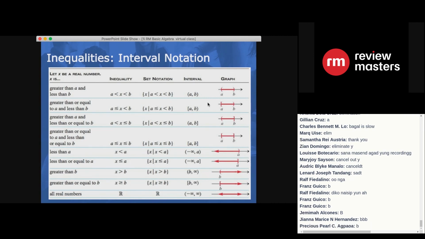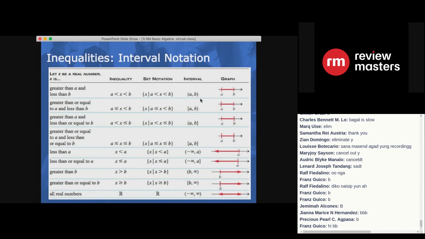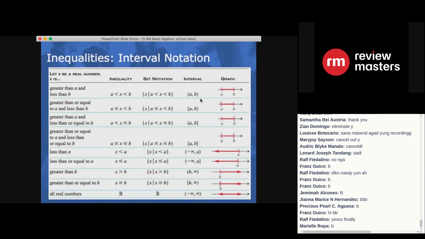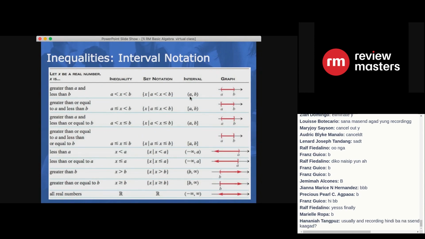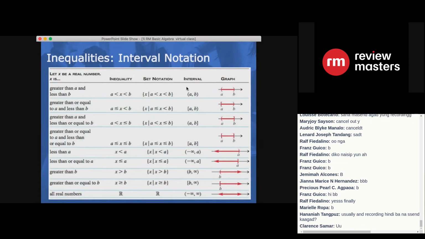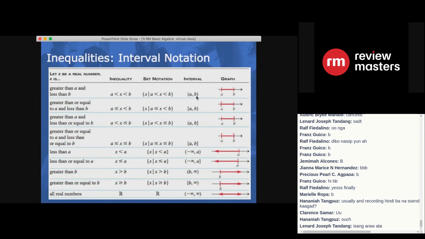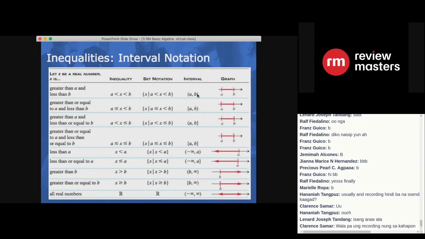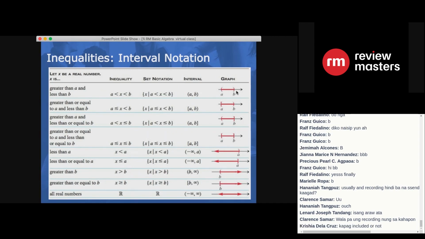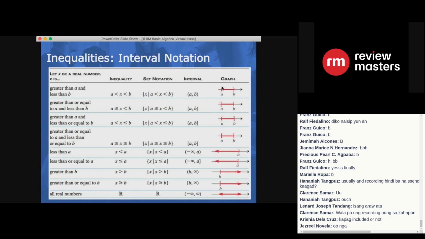Okay, interval. Kailan ba natin gagamitin yung parenthesis at saka kailan natin gagamitin ang bracket? Kapag ang ating inequality ay less than o greater than, ang gagamitin mo is parenthesis. Kasi yung A at B, ibig sabihin, is not part of the solution. Okay? So, ibig sabihin, parenthesis A to B parenthesis. Ibig sabihin, A and B ay hindi solution. Ganon din sa pag-graph. A and B, pero parenthesis siya, hindi siya part ng solution.